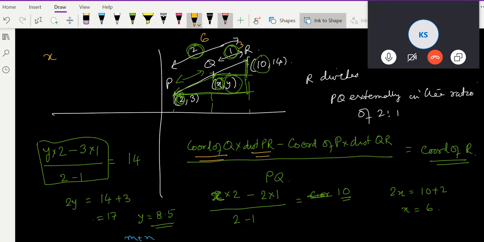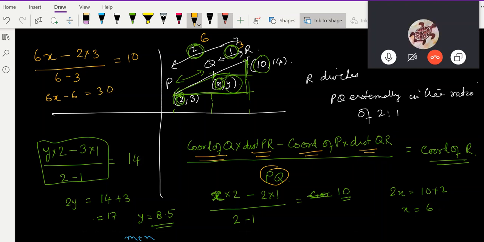Distance PR, 6, minus coordinate of P. Coordinate of P is 2. Distance QR into 3, right? Divided by PQ, which is 6 minus 3. That is equal to 10, right? So which means 6x minus 6 is equal to 30, or 6x is equal to 36, or x equal to 6.